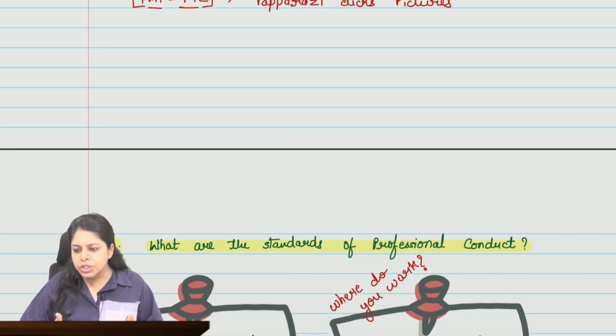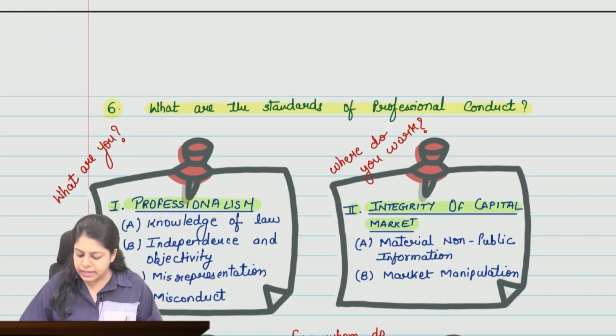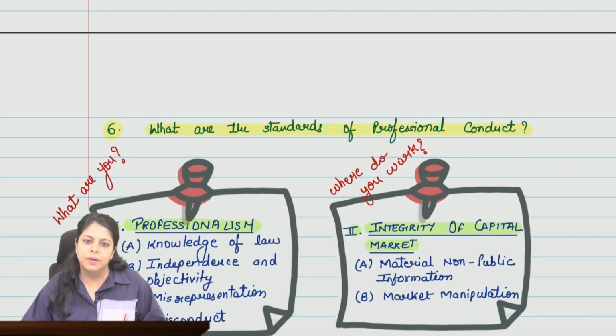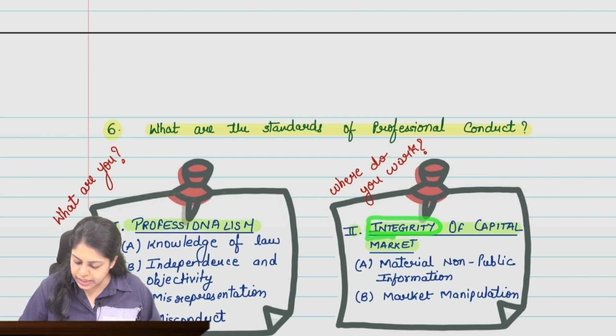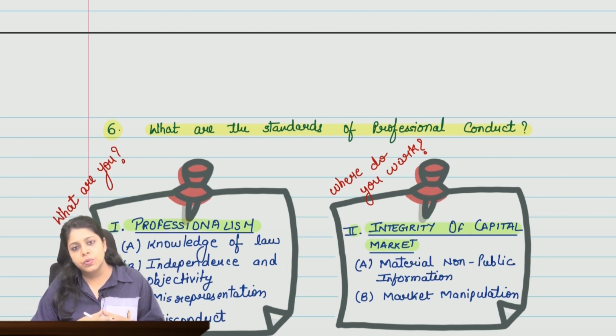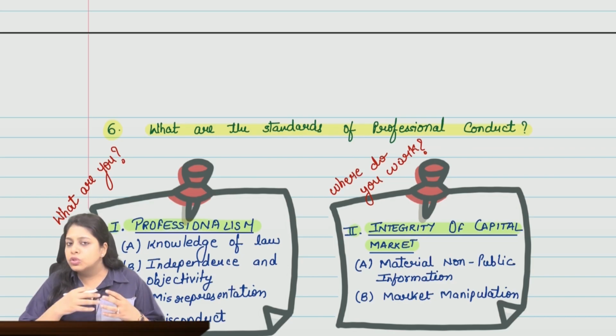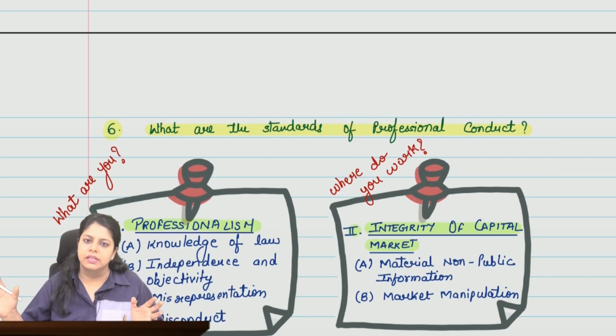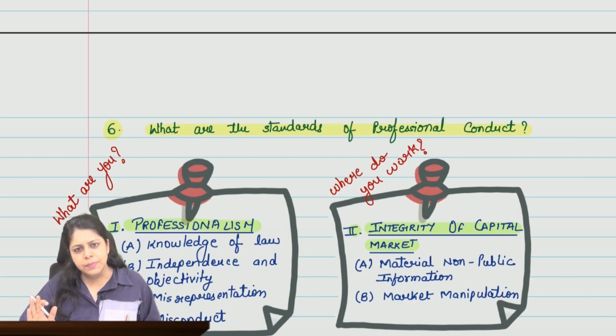Second, what do you think? Where do you work? You work in the capital market, so your second standard is the integrity of the capital market. Now, as you can see here, this word integrity, we have heard this word from the first chapter and we will hear this word throughout the syllabus of ethics. So, it's very simple to remember.